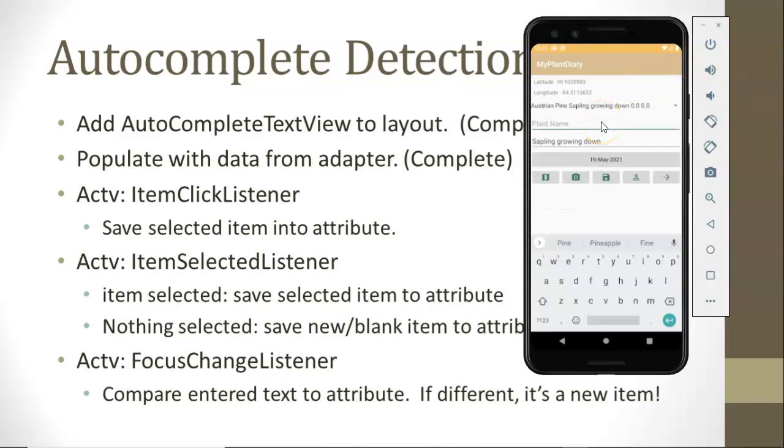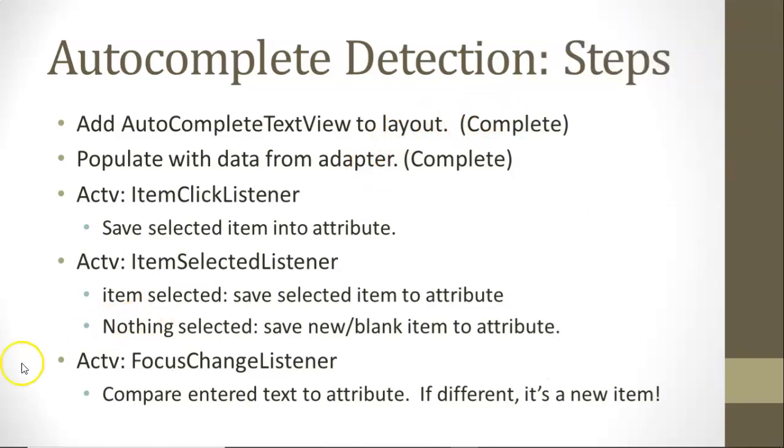If I type a new item, notice that I'm simply tabbing off of the field or moving off of the field one way or another, not by clicking on that field and not by selecting an item on that field, but by losing the focus on that field and going to a different field. So that's where the OnFocusChangeListener comes in, and that's why we need to use each of these listeners to determine if something has been entered into that autocomplete text view that does not exist. So let's jump right in.